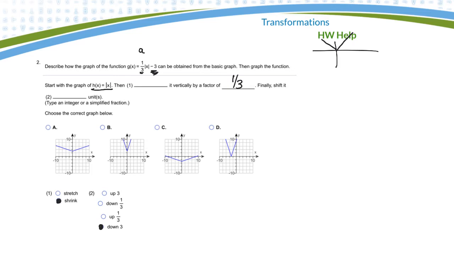Okay, good. Oh, we got to pick which one it is. So we want to pick one that goes down 3. Well, it's not those. And this one got shifted to the left 3, so it has to be that one. And this one's also wider than normal. The normal graph sort of looks like that. This one's a bit wider, and that's what tells me the 1/3 is.